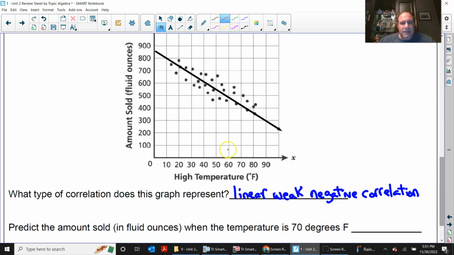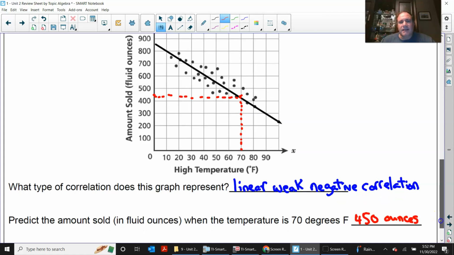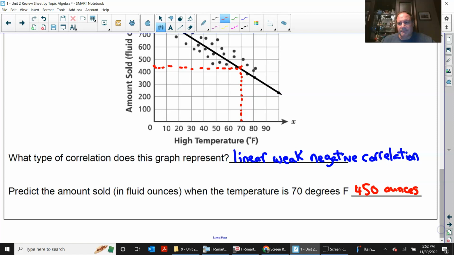Predict the amount sold in fluid ounces when it's 70 degrees. So the way you do this is that you go to 70, put a dotted line up to your trend line, and then it stops right there at the trend line, and then you go across. So at that trend line, I'm going between 400 and 500, and that is 450 ounces. And that's how you predict using your trend line.